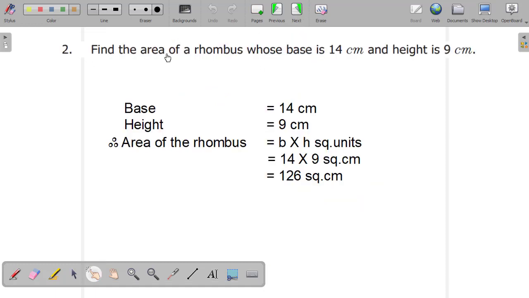Second sum: find the area of the rhombus whose base is 14 centimeter and height is 9 centimeter. Listen, base is 14 centimeter, height is 9 centimeter. Therefore, area of the rhombus, we can use the formula for the area of the parallelogram, that is suitable for this situation. B into H square unit, 14 into 9 square centimeter, that is 126 square centimeter. That is a simple sum. If we multiply the given base into height, we will get the area of the rhombus.